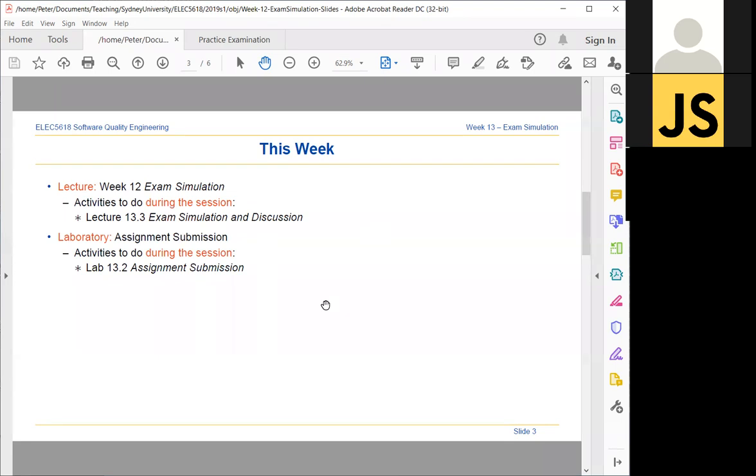And your laboratory session for this week, if possible, is for you to try and finalize your folder for assignment 2 and then see whether you can submit the assignment 2 document as soon as possible.